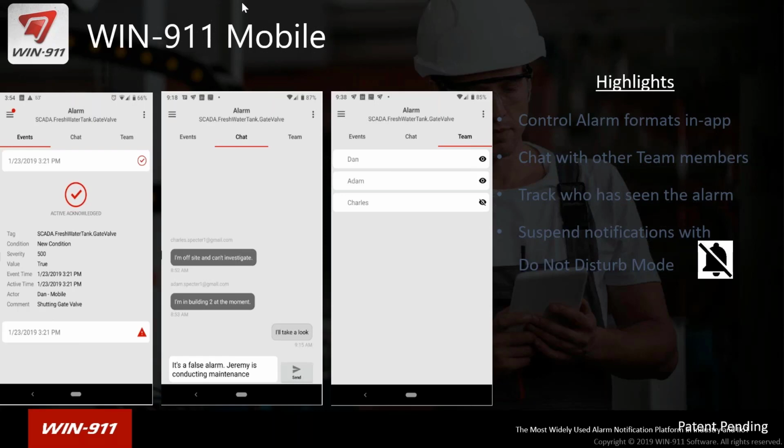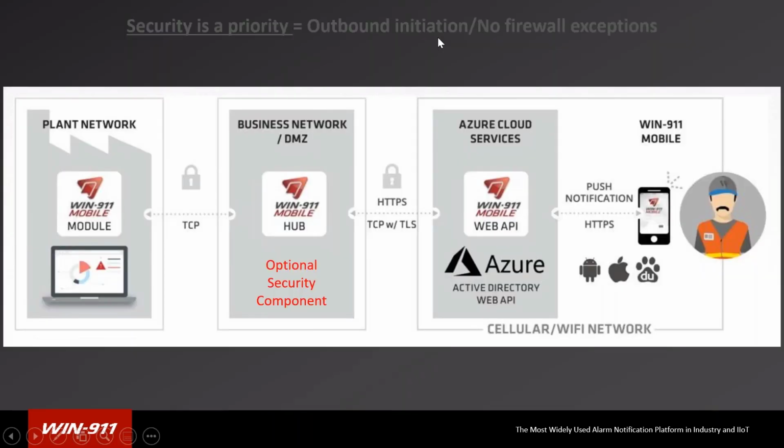And then we also have a do not disturb mode. So let's say that somebody's out on vacation, they're getting pings, notifications of different alarms. You can go ahead and take it to the next part, which is, what's the security and how does it work? So security has always been a priority for Win911, and this new mobile app really is an outbound initiation, no firewall exception. So we can kind of talk through that here.